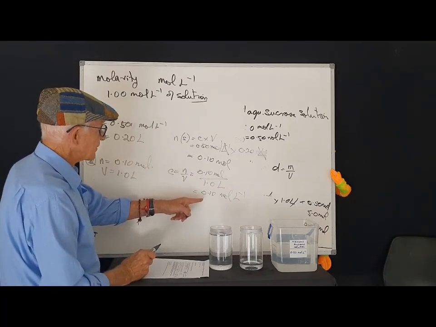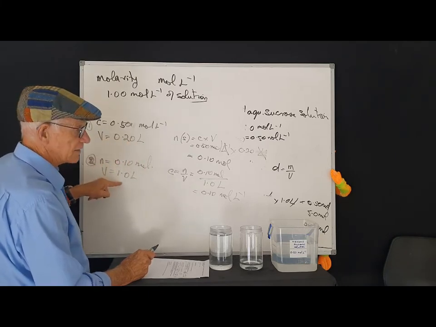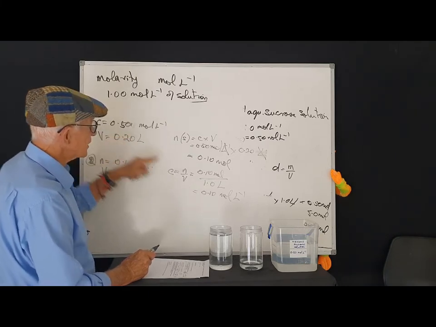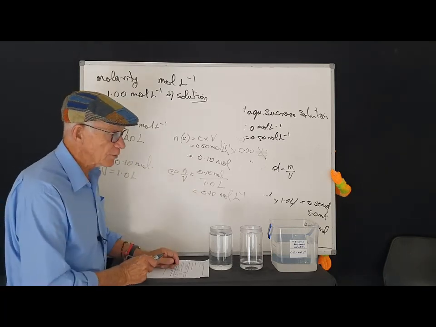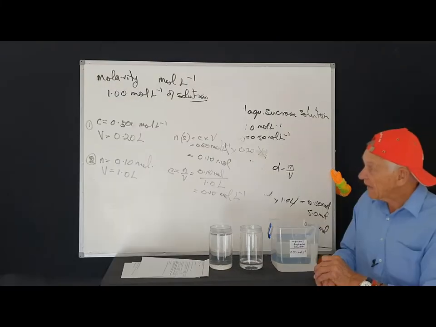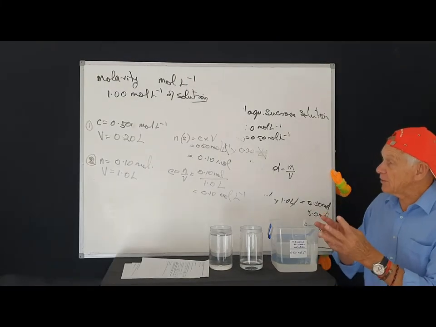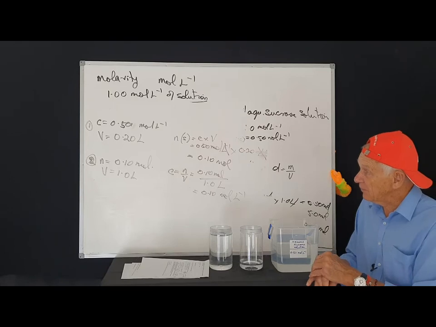Now, can you see that we've diluted 200 mils up to a litre, it's a factor of 5, and the concentration has come down by a factor of 5, from 0.5 to 0.1. Yeah, we've made the same number of molecules further apart by diluting them, by the same factor of their volumes.